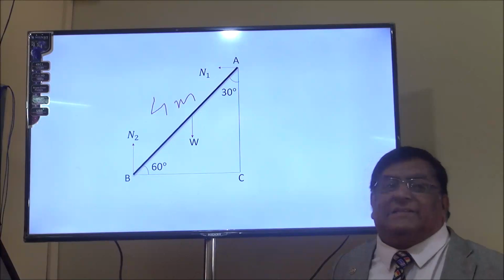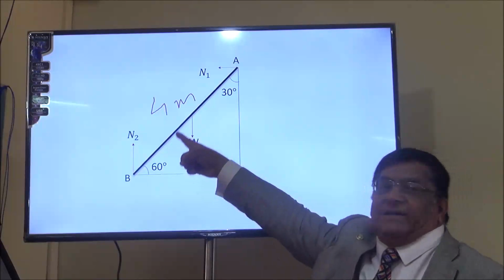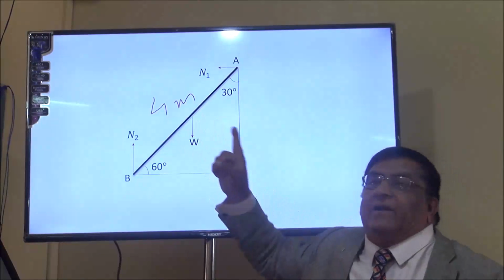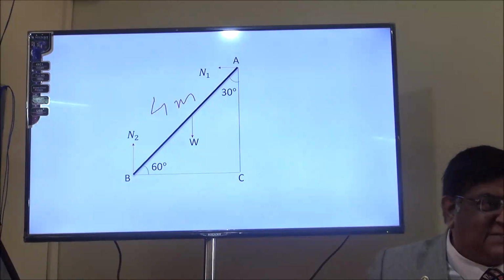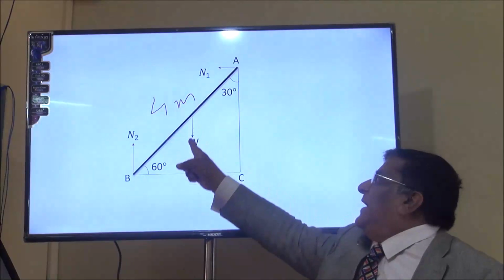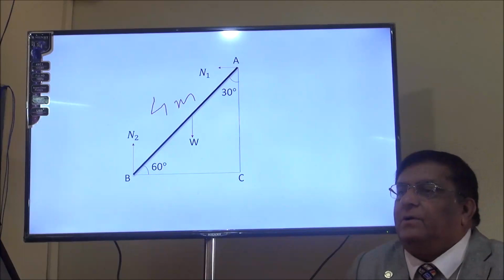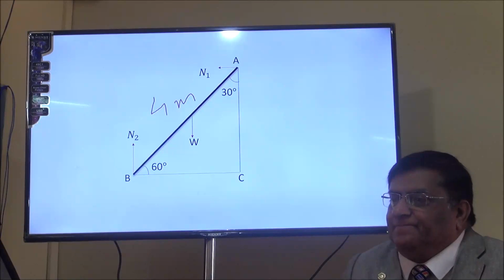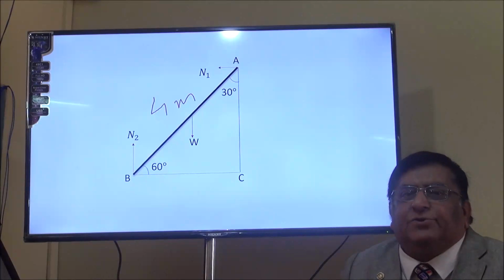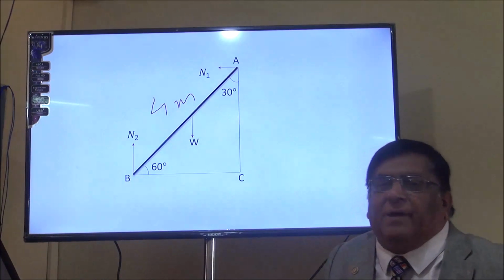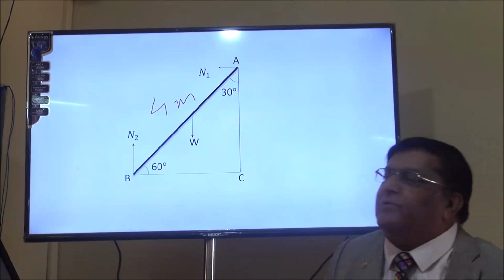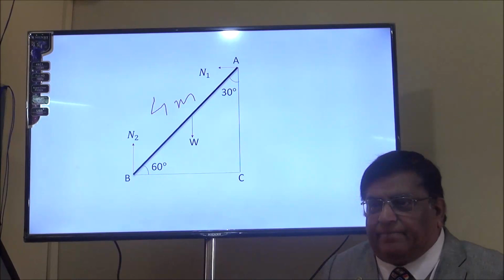Is there any other force? Answer, weight of the ladder. Where does it work? At center of mass. This is center of mass and it is working. This is W. Now, very important principle. The two things you must remember here, and if you remember those two things, you will be able to solve any question of this type.